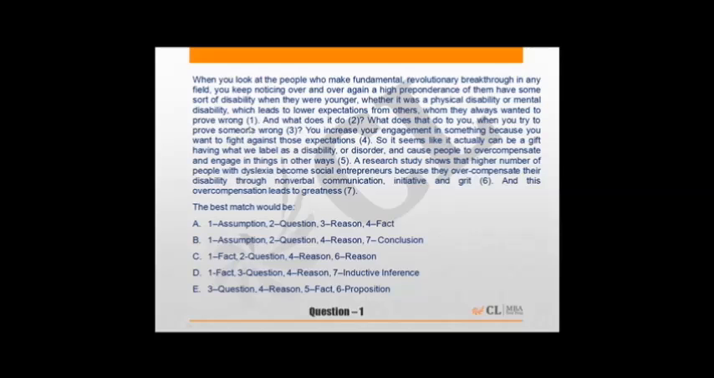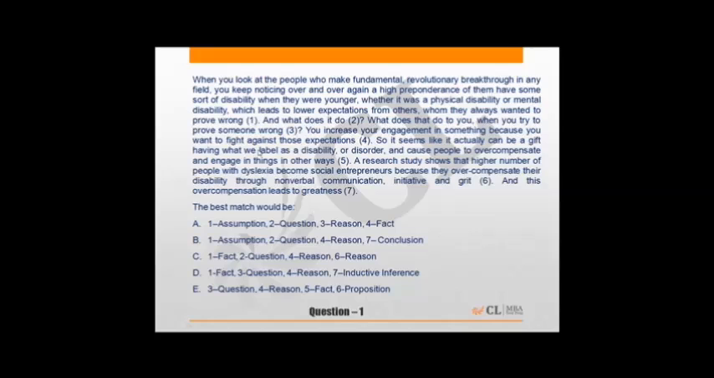The first statement says, when you look at the people who make fundamental revolutionary breakthroughs in any field, you keep noticing over and over again a high preponderance of them have some sort of disability when they were younger, whether physical or mental, which leads to lower expectations from others whom they always wanted to prove wrong. So according to the writer of this statement, the reason why people excel in a particular field and bring about revolutionary breakthroughs lies behind them having had some kind of physical or mental disability. Since the first statement gives an opinion of the author, it's an assumption. It's what the author thinks is the reason behind revolutionary breakthroughs.